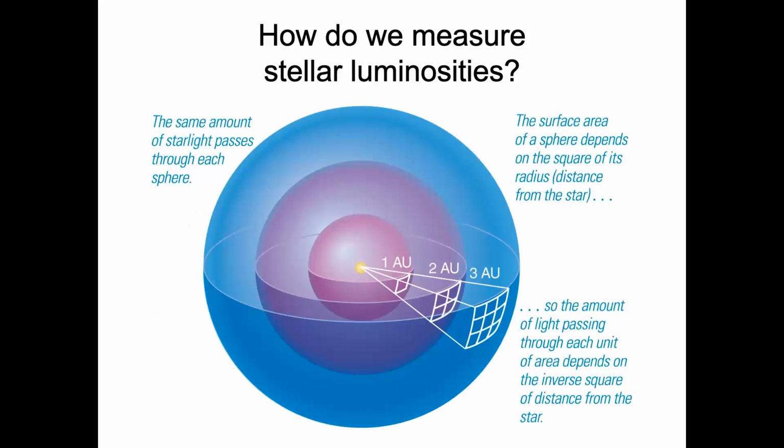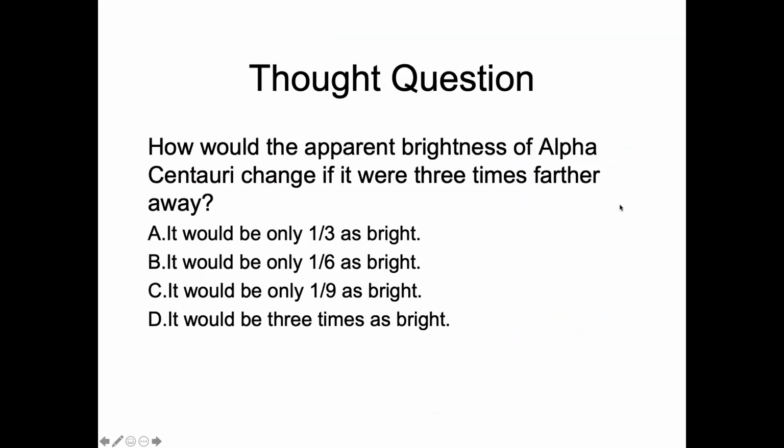Right? If it were 3 times farther away, so we're basically bringing Alpha Centauri from here and then placing it here. So it's 3 times farther away. How's that going to change how bright it appears? Well, when the distance triples, the energy is then spread out over 9 times as much area, which means we're only going to get about 1/9 of the original brightness.